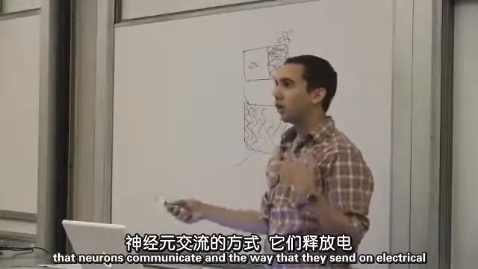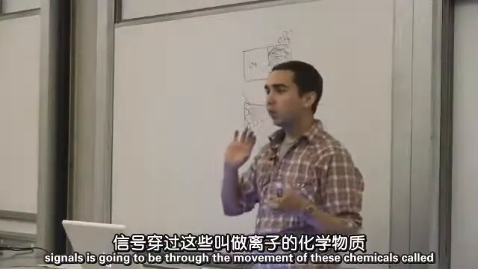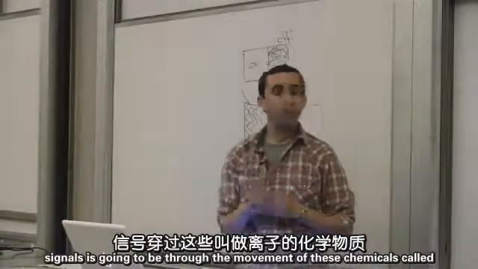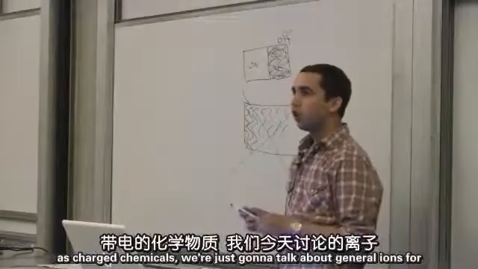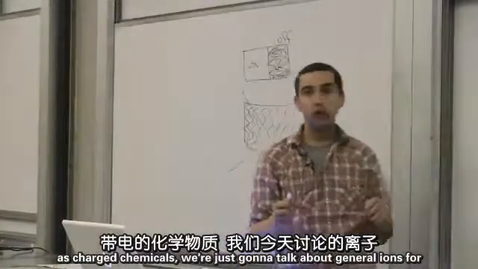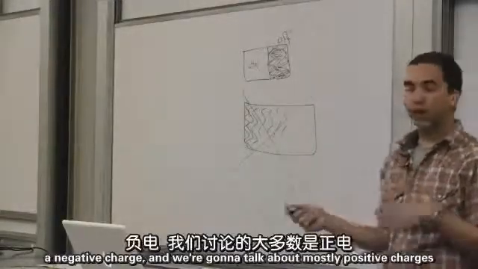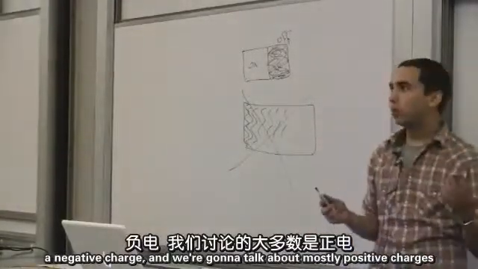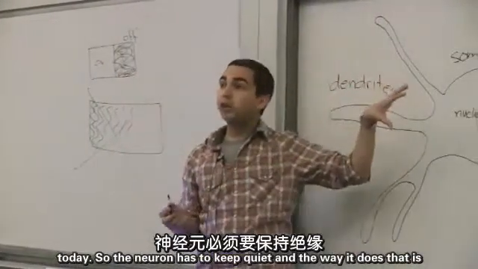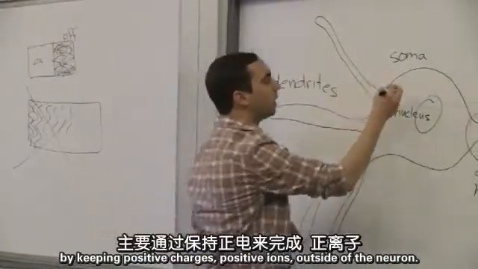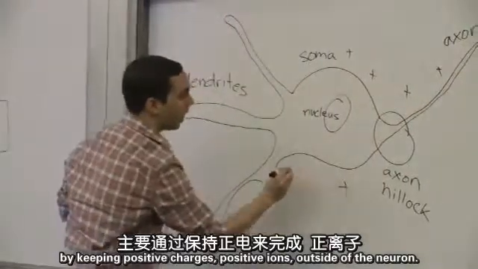So the way that neurons communicate and the way that they send on electrical signals is going to be through the movement of these chemicals called ions. For those of you who are not science people, just think of them as charged chemicals. We're just going to talk about general ions for today, which are charged atoms. So they can have a positive charge or a negative charge. And we're going to talk about mostly positive charges today. So the neuron has to keep quiet. And the way it does that is by keeping positive charges, positive ions, outside of the neuron.